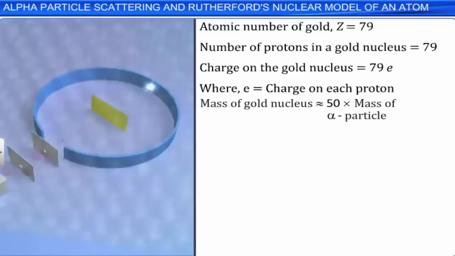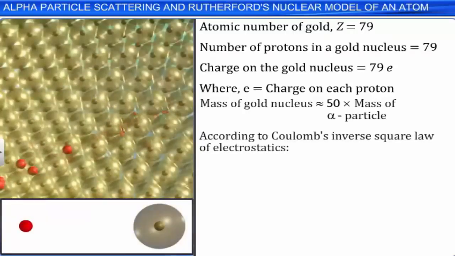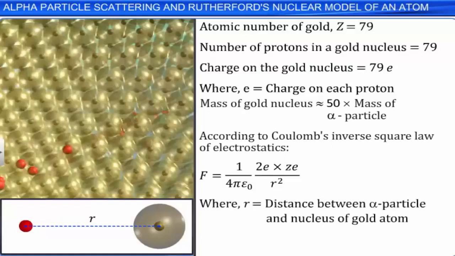Now, according to Coulomb's inverse square law of electrostatics, the magnitude of the repulsive force between the alpha particle and the gold nucleus, F, is equal to 1/(4πε₀) × (2e)(Ze)/r², where r is the distance between the alpha particle and the nucleus of the gold atom. This force acts along the line joining the alpha particle and the nucleus of the gold atom. The direction of this force and its magnitude continuously change as the alpha particle approaches or recedes from the nucleus.